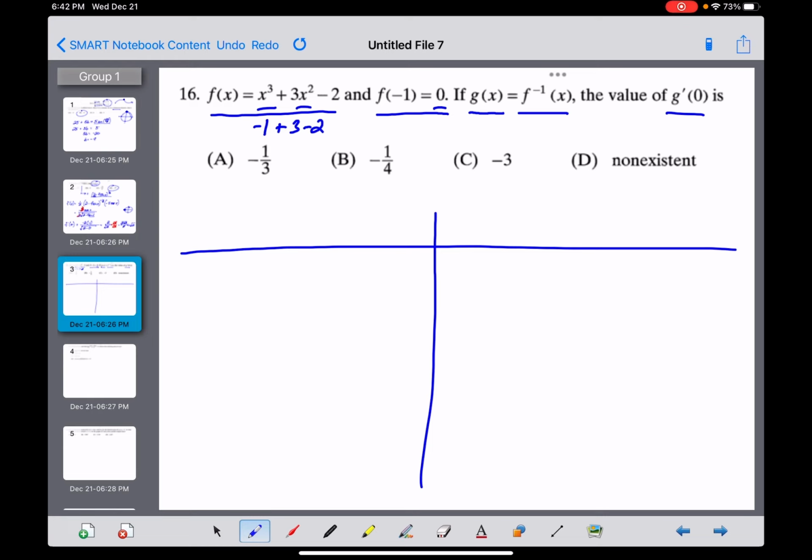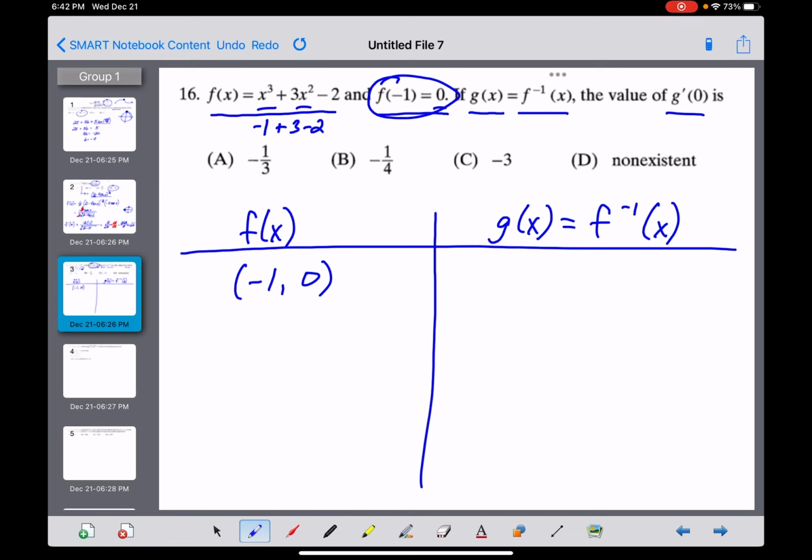section 3.8. So the original function, f of x, I'm going to put here on the left, and on the right, we're going to put the other function, g of x, which is defined as the inverse of f of x. Now, they told us right here that f of -1 is equal to 0. That tells me the ordered pair -1, 0 exists here on the left. And on the right, that means that we have the inverse of that, which is the ordered pair 0, -1.